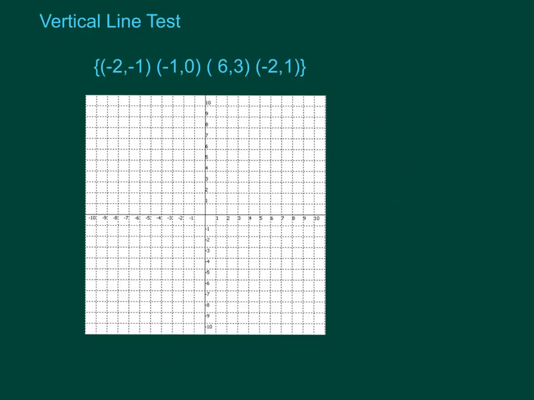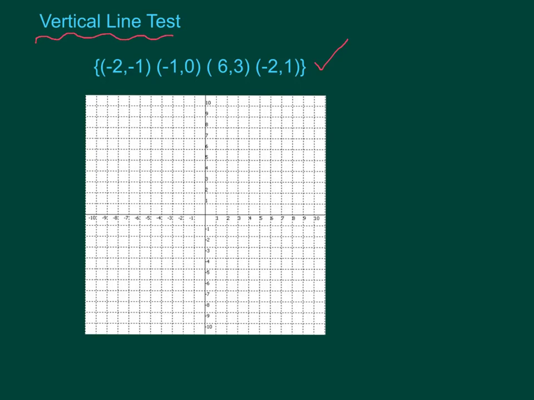For the next three examples, our goal is the same thing. We're looking at a relation and deciding, is it a function, yes or no? A vertical line test is just another way to determine the same thing. Instead of a mapping diagram, we're looking at a graph. So I'm just going to graph these points first.